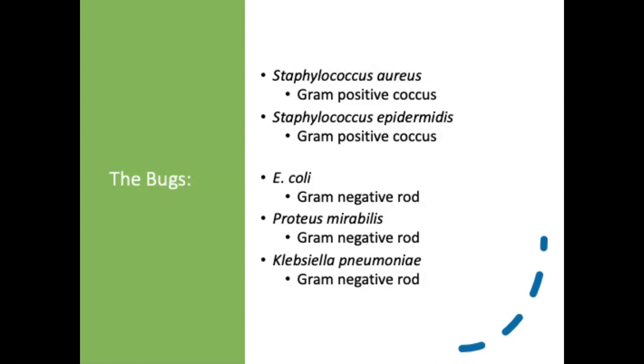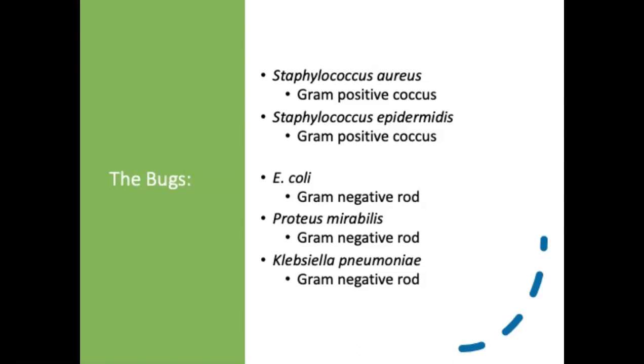Now we're going to move on to our experiment for the day. We're going to be using 5 different organisms, and you've seen most of these before. We're going to use Staphylococcus aureus and Staphylococcus epidermidis, which are both gram-positive cocci. We're also going to use 3 gram-negative rods, E. coli, Klebsiella pneumoniae, and one you haven't seen before, which is Proteus mirabilis.